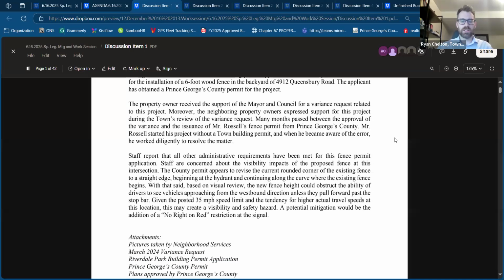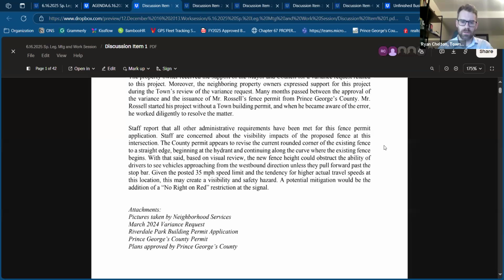The property owner received support from the Mayor and Council for a variance request related to this project, and many months have passed between the approval of the variance and the issuance of the fence permit from the Prince George's County, and Mr. Russell has started the project in anticipation of receiving a town building permit.